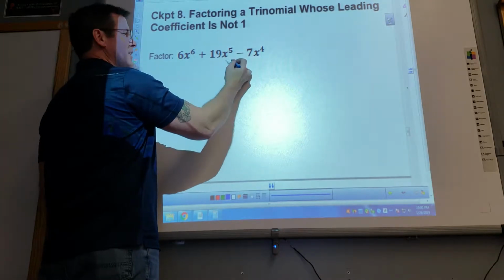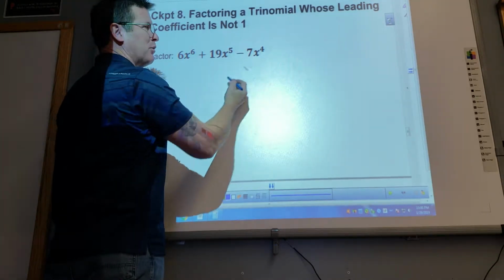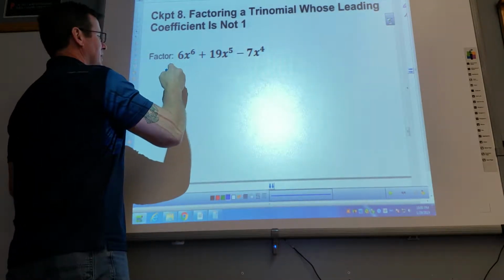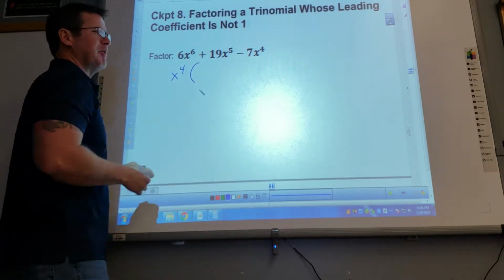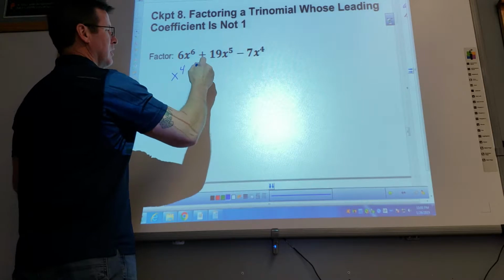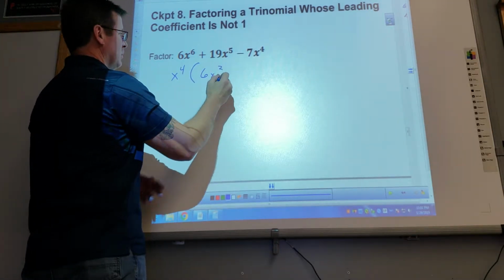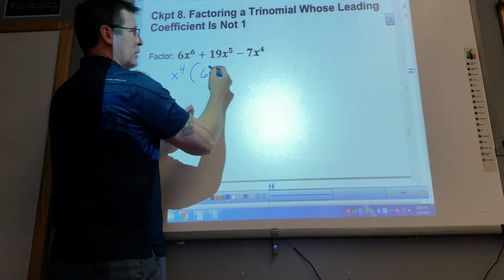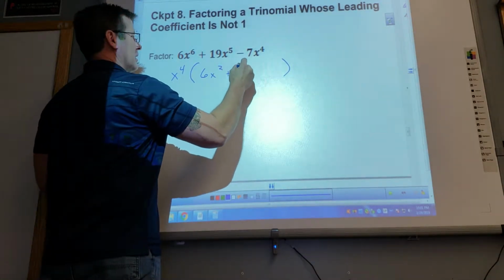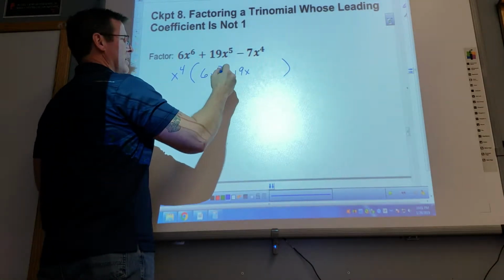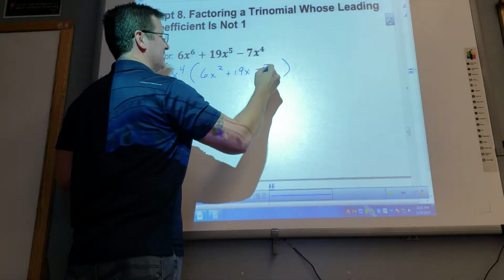I can write all these out 6 times, 5 times, and 4 times just to see that I've got x to the 4th in common. That's my greatest common factor. So I'm going to pull that out. What's left over? Well, with these 3 terms left over, I should have 3 terms left inside my parentheses. What are they? 6x squared plus 19x minus 7.